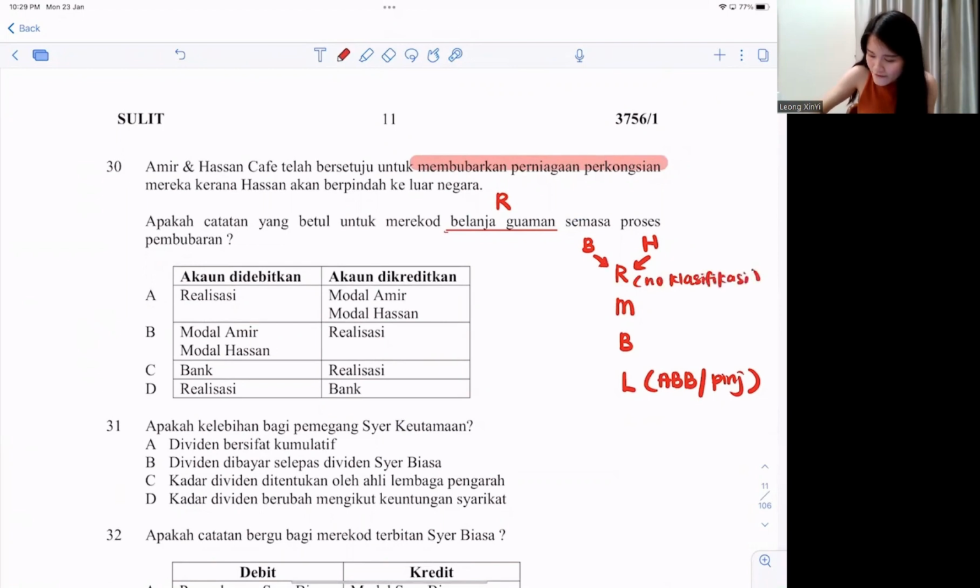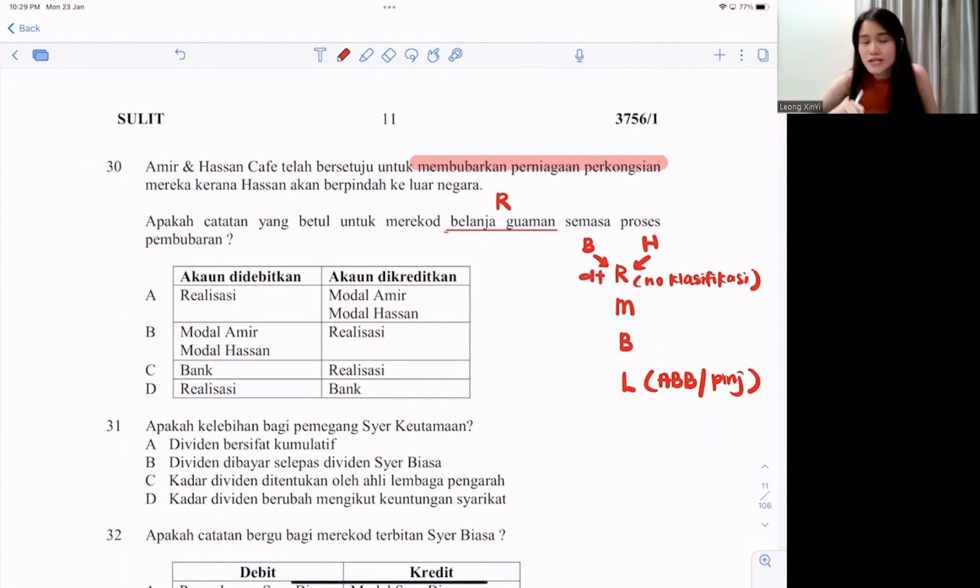So it gets affected by the item itself. Like when I put hasil in, hasil is memang credit side, so it will be on the credit side of the realisasi. Or belanja is a debit type item. When I put it in, it will also sit on the debit side. So that's why as I pay for belanja guaman, realisasi is going to be debited.